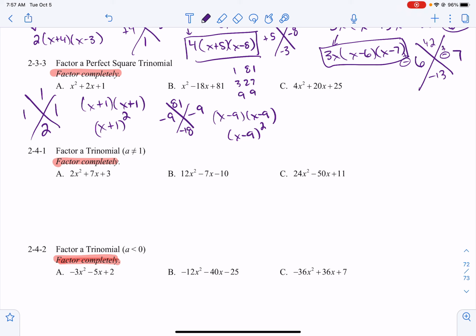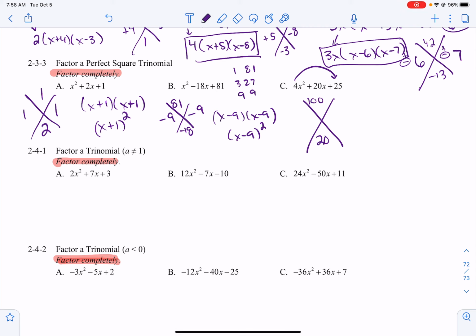Okay. Part C, we've got a 4 out in front this time. So I can't do my normal method. I've got to do something a little bit different. First of all, nothing goes into 4, 20, and 25. Lots of things go into 4 and 20. Lots of things go into 20 and 25, but nothing goes into all of them. So I have to take the 4 and times it by 25 and put that on top. The 20 goes on the bottom.